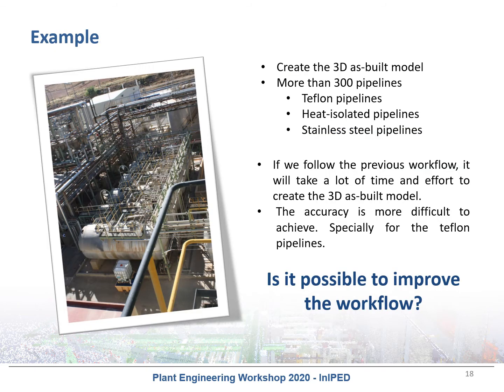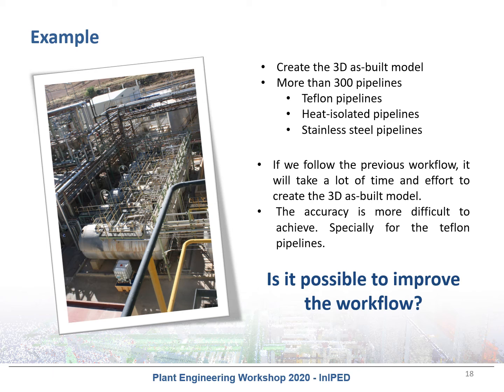Now, I propose you to think about the workflow we have to follow to obtain a 3D as-built model for the next example. This model will be used to plan a new revamp of the plant. The idea is, from the 3D as-built model, the customer will update the isometrics of the existing lines and generate new isometrics of the new lines.